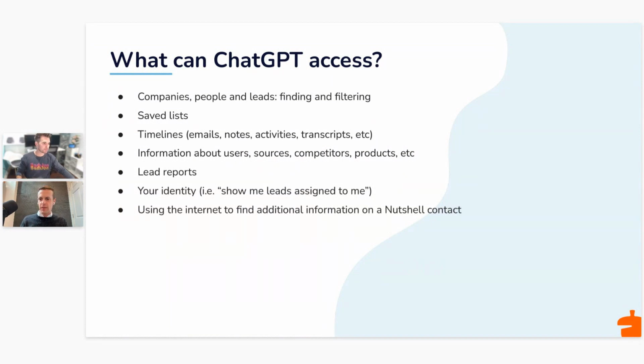Let's just talk through this real quick. I sort of talked about this as we went, but these are the things that ChatGPT can access through MCP at the moment. It has access to companies, people, and leads. It can find them. It can filter them. It can use your saved lists and reference them by name, whether that's a saved leads list or a saved companies list. It has access to timelines, so the emails, the notes, your transcripts, your logged phone calls, all of those are available to ChatGPT.